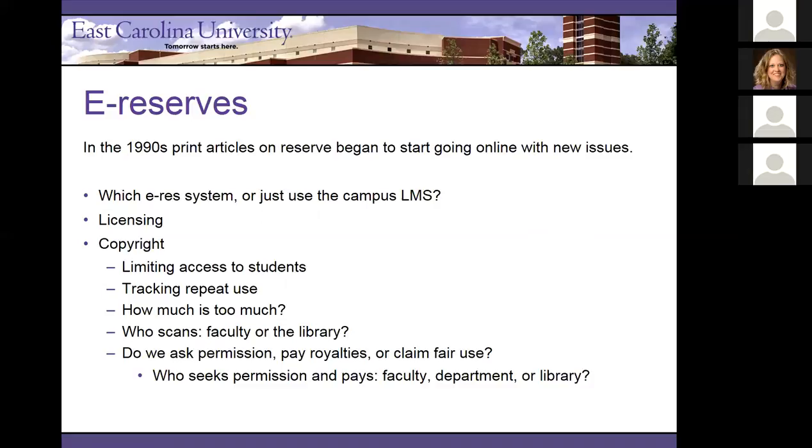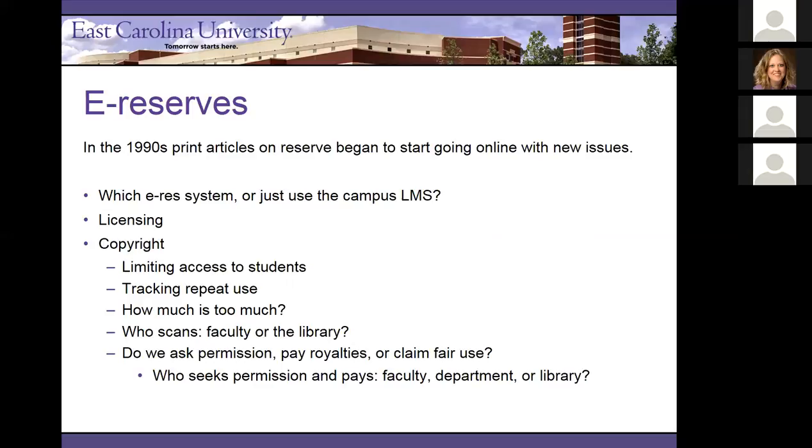And of course, do we ask permission? Do we pay royalties? Do we claim fair use? Do we do all three, depending? And who seeks and pays? Is it the faculty? Is it their department? Or is it the library? So all of these have come up with e-reserves, and those aren't really resolved. With the Georgia State case winding through the courts year after year, we keep getting reinterpretations of what we should be doing with electronic course reserves.